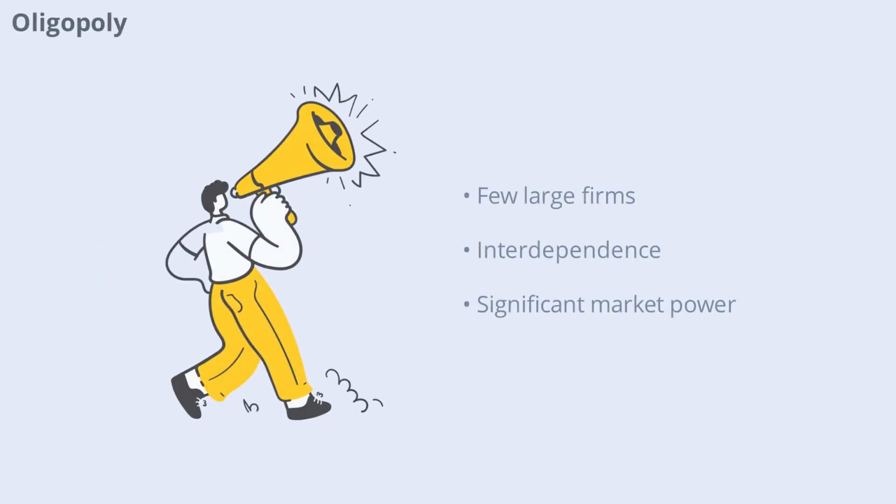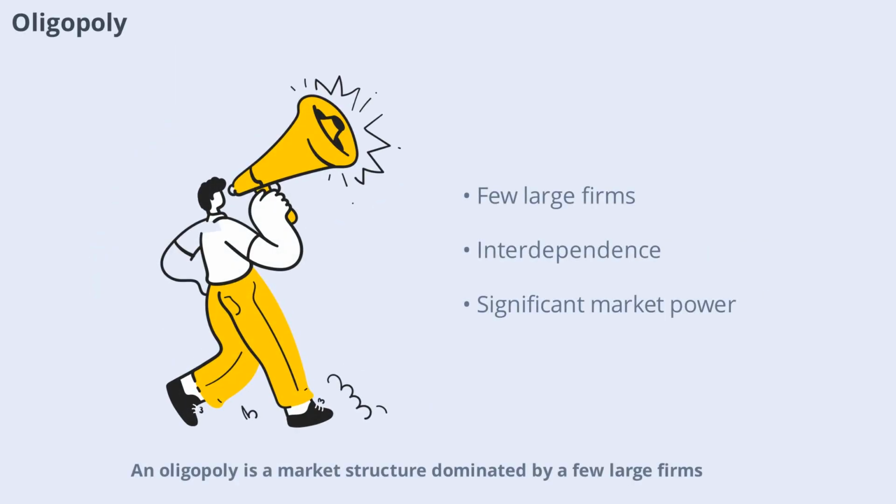An oligopoly is a market structure dominated by a few large firms. These firms may compete or cooperate, and their decisions can have a big impact on prices and market outcomes. Examples include the automobile and airline industries.